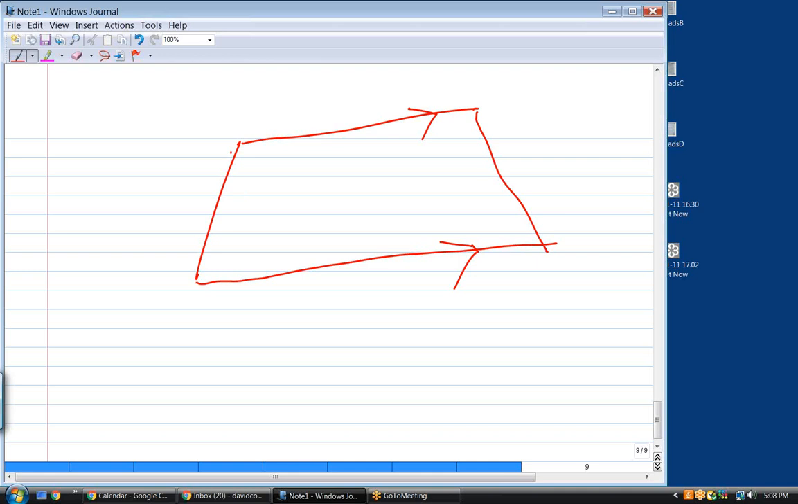You don't have a trapezoid. Okay, the area of a trapezoid. Well, if that were a rectangle, it would be base times height, right? But in this case, I have 2 different bases. This is base 1 down here.